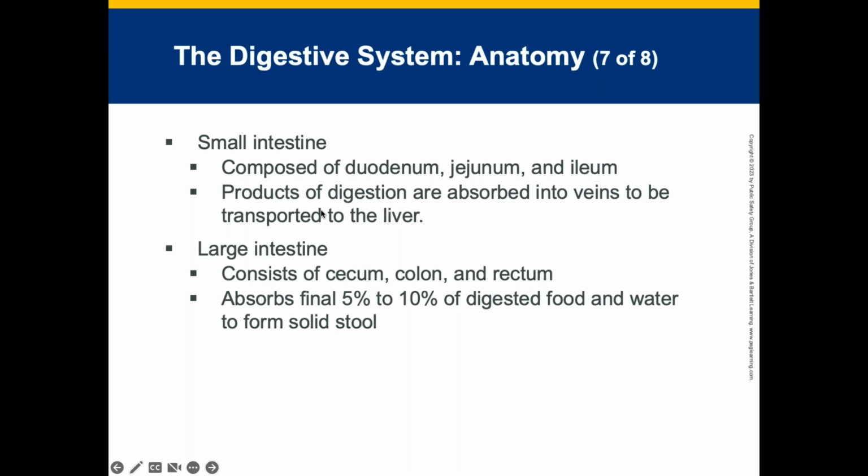Products of digestion are absorbed into veins to be transported to the liver itself, where the large intestine consists of the cecum, the colon, and the rectum, which absorbs the final 5 to 10% of digested food and water to form solid stool.